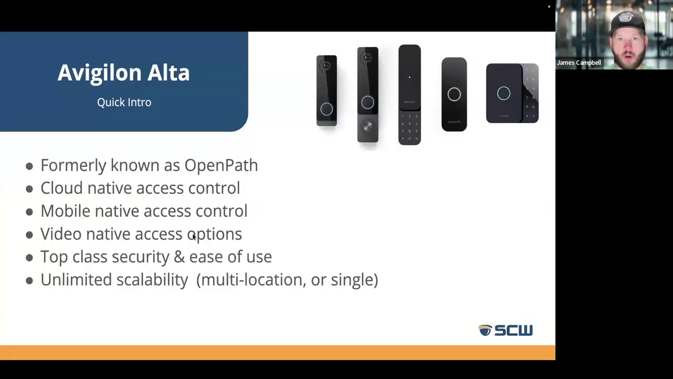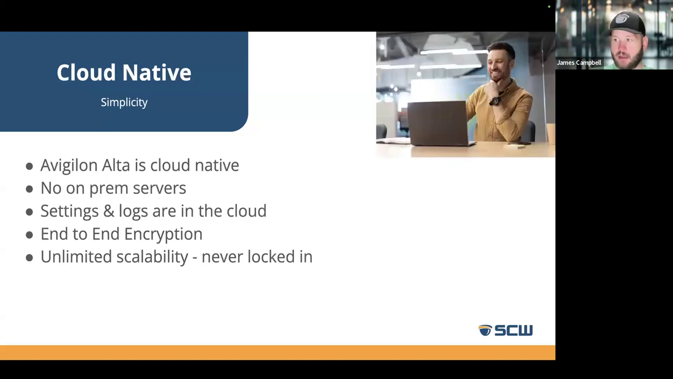So, Avigilon Alta, just a quick intro on who they are. If you ever heard of the company OpenPath, OpenPath Access Control, that was the previous name. They were purchased by Motorola and brought into the Avigilon family. And what it is, is cloud native access control. It's mobile native access control, video native access control, using top class security and ease of use with unlimited scalability. And we'll talk about what that all means a little bit more specifically.